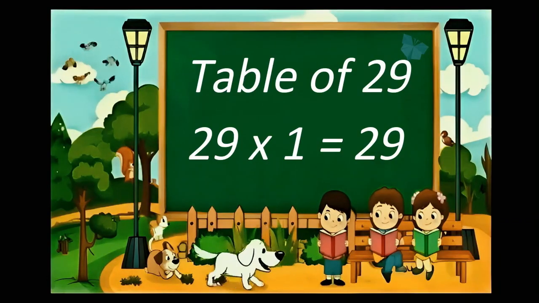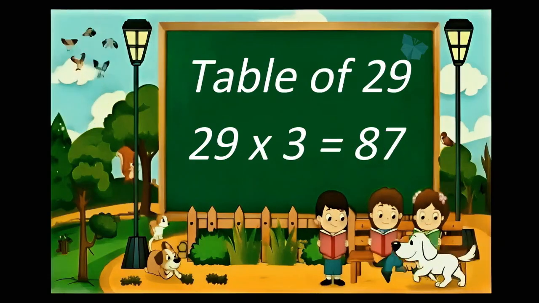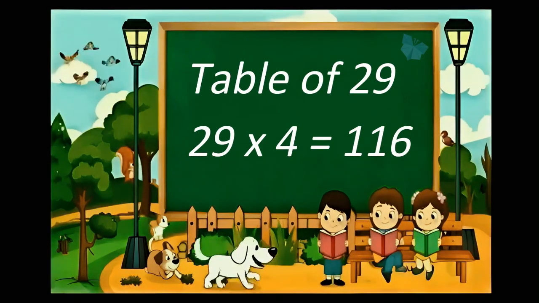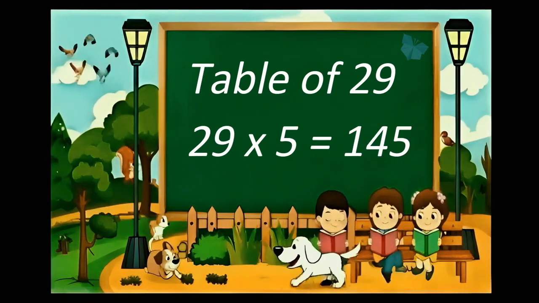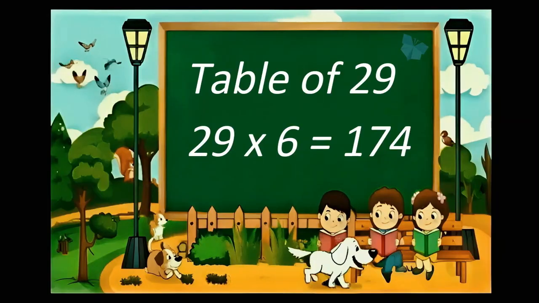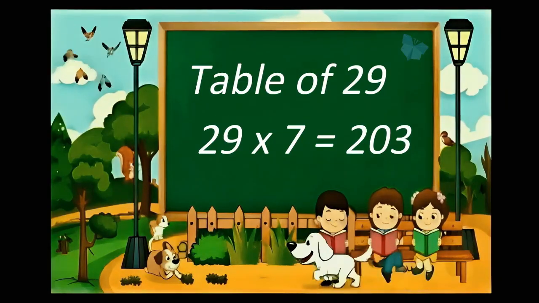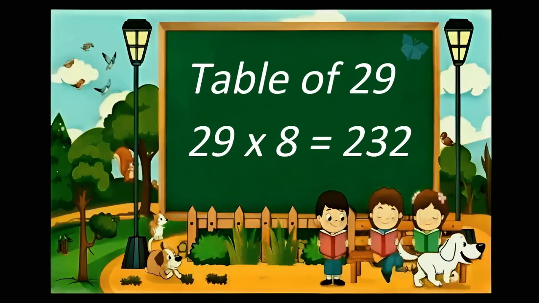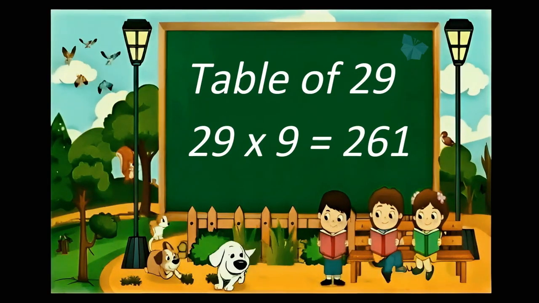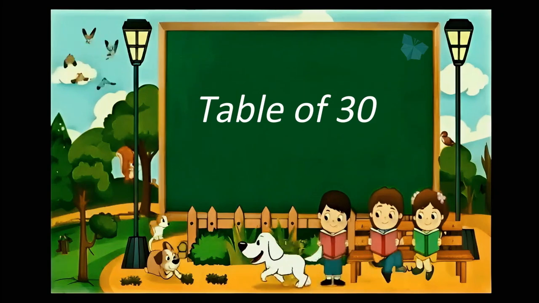29 ones are 29. 29 twos are 58. 29 threes are 87. 29 fours are 116. 29 fives are 145. 29 sixes are 174. 29 sevens are 203. 29 eights are 232. 29 nines are 261. 29 tens are 290. Table of 30.